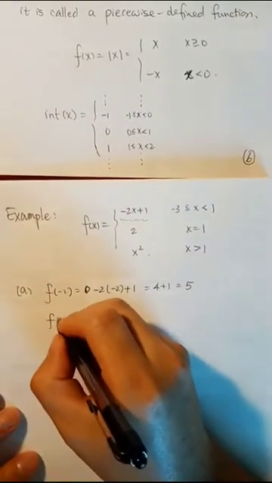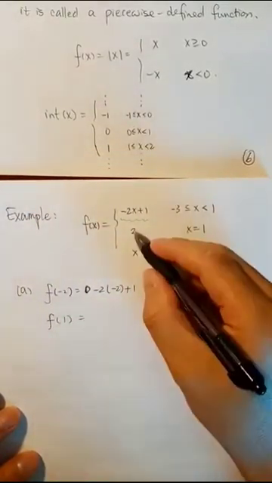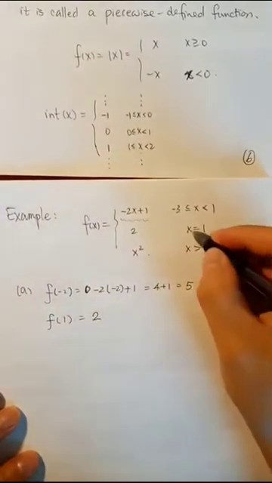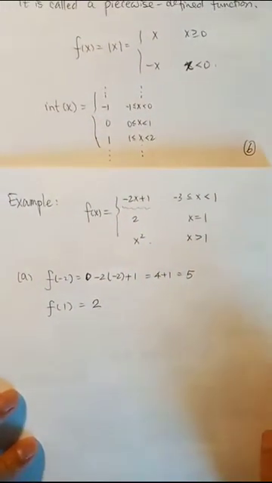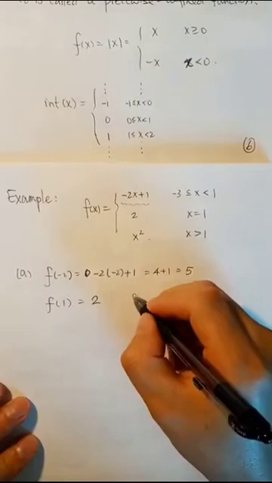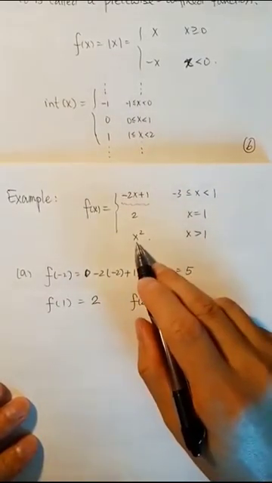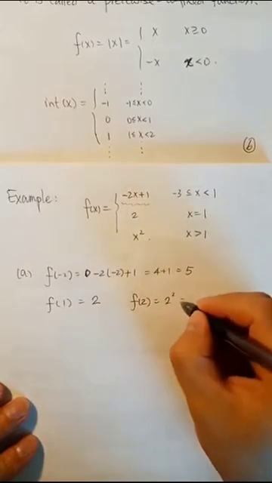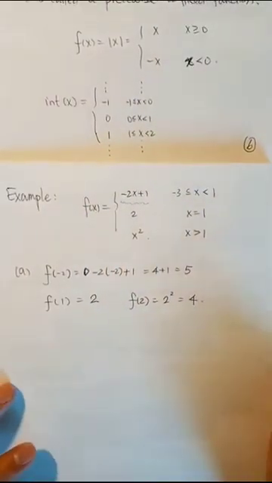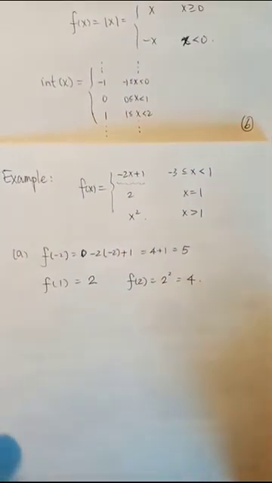And f of 1. When x is 1, f(x) is 2. You just read it from the definition of the piecewise defined function. And f of 2: 2 is greater than 1, so the function is x squared. So it's 2 squared, which is 4.